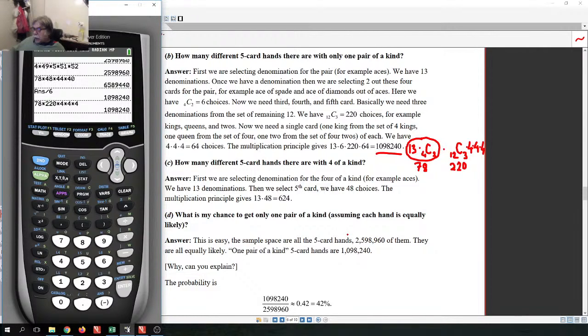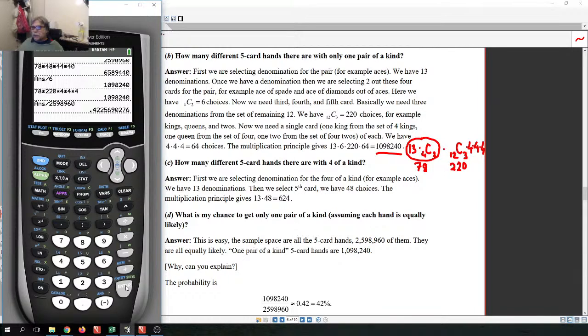If you do that, you get the probability of getting 1 pair of a kind in a random dealing of 5 cards. So I'm going to divide the previous number, 1,098,240, by the total number of 5 card hands, 2,598,960, and I get about 42%. 42% is the probability of getting 1 pair of a kind in a random dealing of 5 cards.